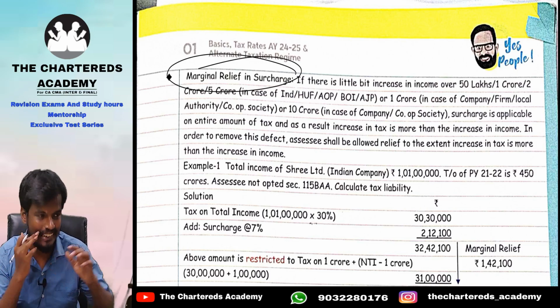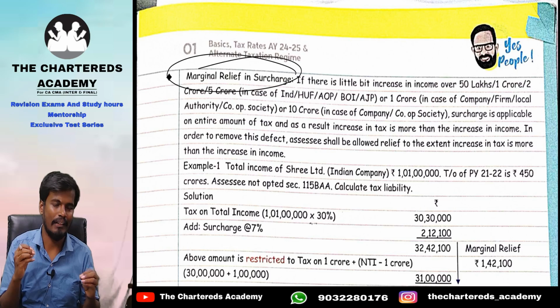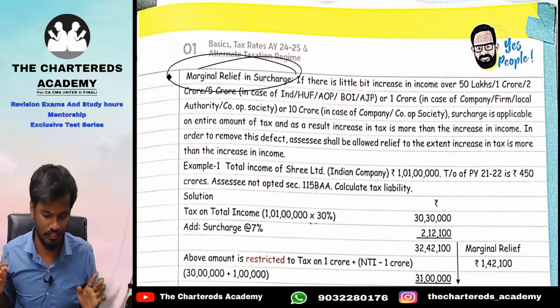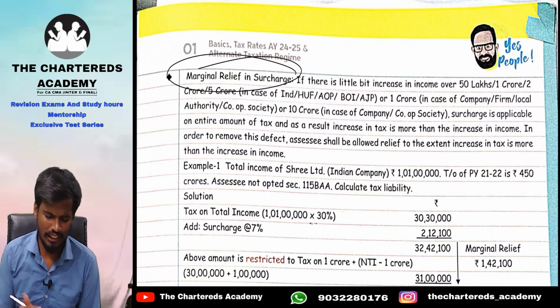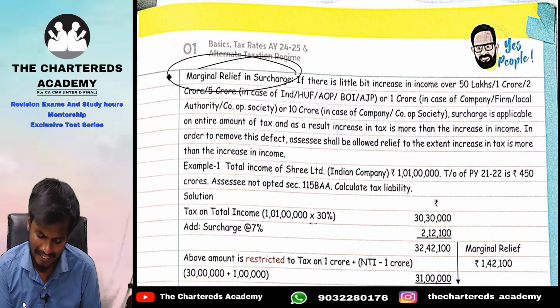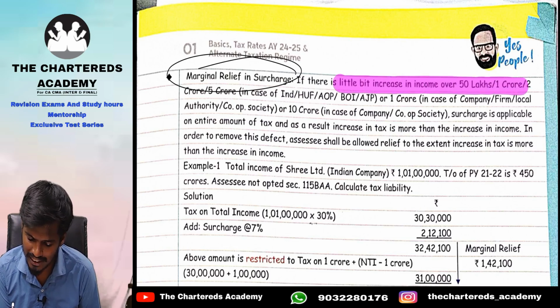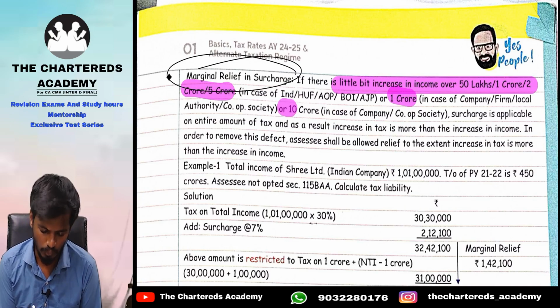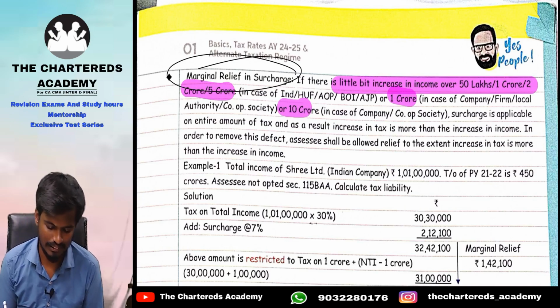Okay. Next, I am going to explain the concept of marginal relief. Sir, what is marginal relief? You can read, sir. There is a little bit of increase in income over 50 lakhs or 1 crore or 2 crores, or 10 crores in the case of a company, and surcharge.